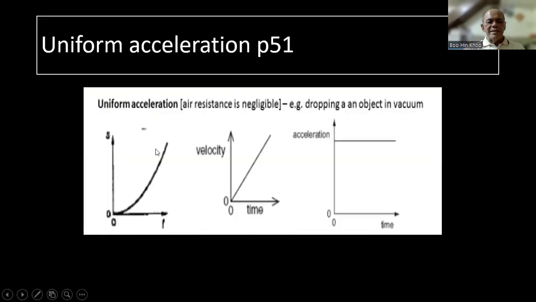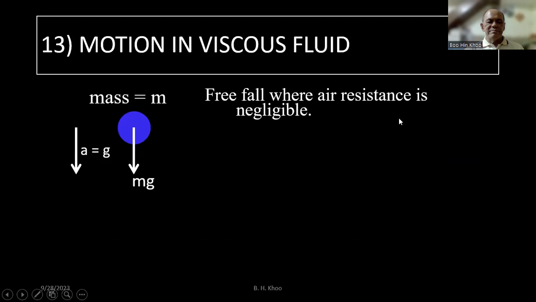Okay, so this is uniform acceleration. Just to review with you: the displacement-time graph is a parabola, the velocity-time graph is a straight line, and the acceleration-time graph is a horizontal line, which means constant acceleration. Okay, motion in viscous fluid.